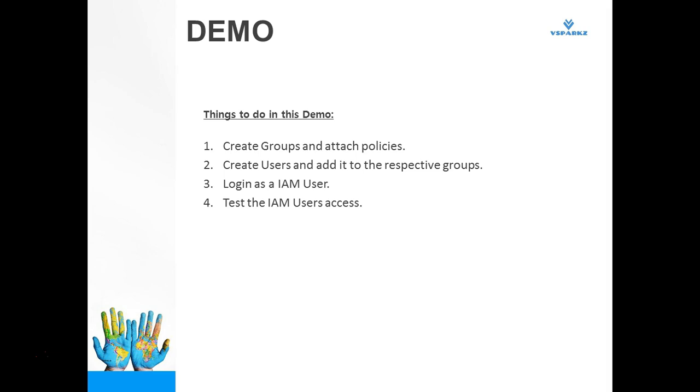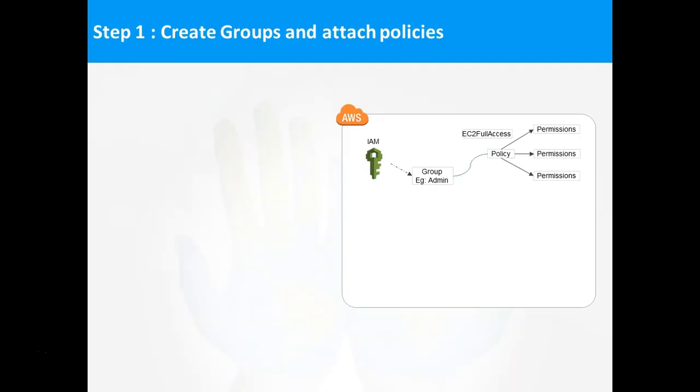These are the things that we are going to do in this demo. We are going to create groups and attach policies, create users and add them to the respective groups, and log in to the AWS console as an IAM user and test the IAM user's access. For the first step, we are going to create groups and attach policies.